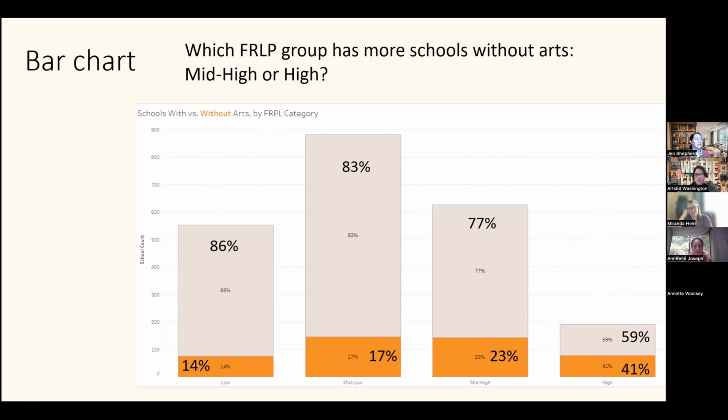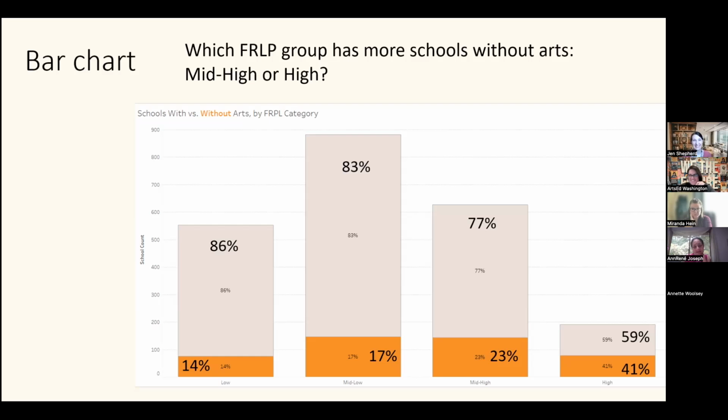Well, let's take this same chart and ask a completely different question of it. So now if I said of two of these groups, the mid-high and the high, which of these has more schools without the arts? Is it the same answer or is it a different answer? Different. I sense some hesitation here, but you are correct.